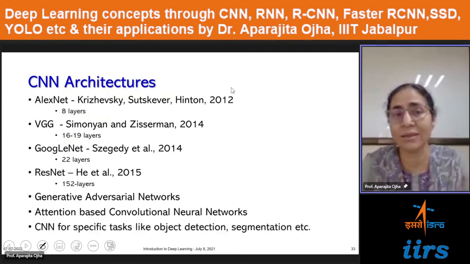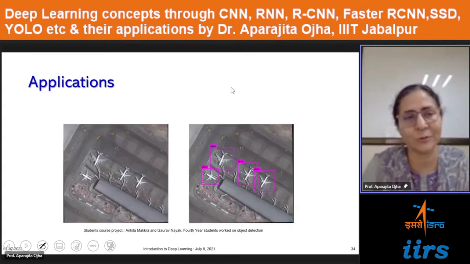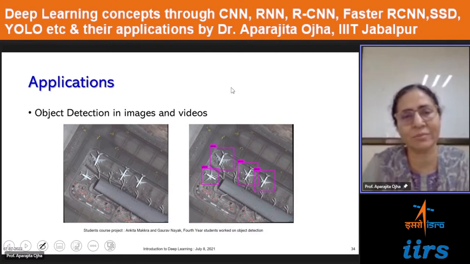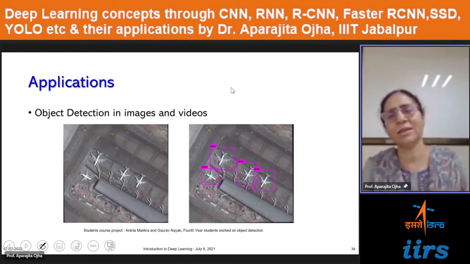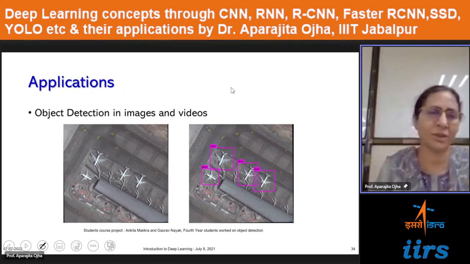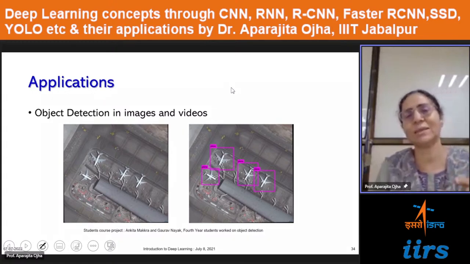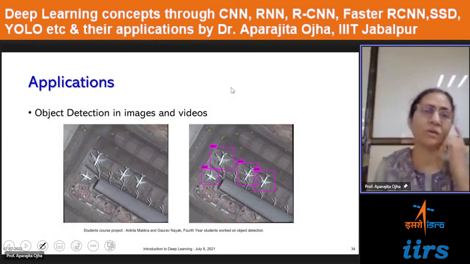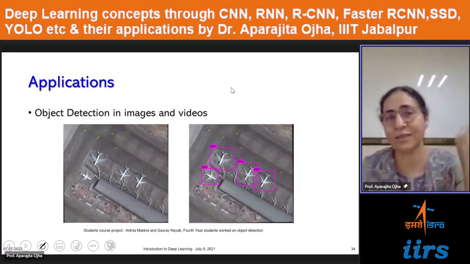There are CNNs with specific tasks like object detection and segmentation also. So let's take this specific application of object detection in images and videos. This is an aerial image. The idea is to identify if there are aircrafts in the image. You can see that not only are we detecting that there are aircrafts, but we are locating them as well.